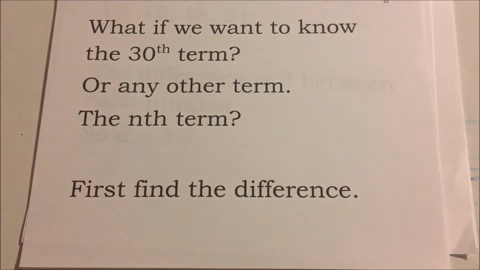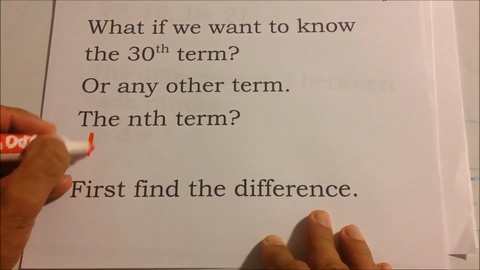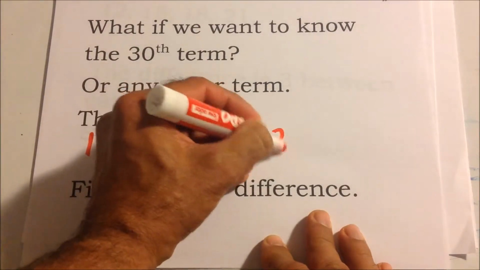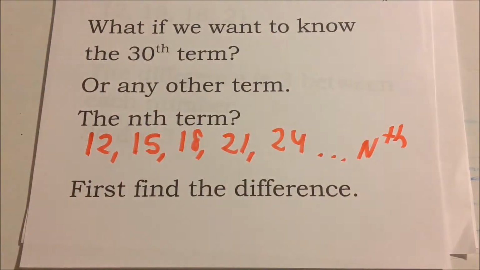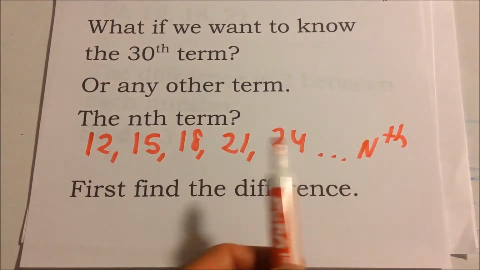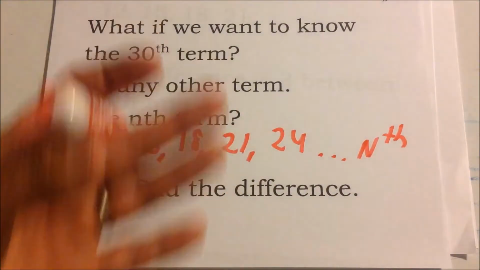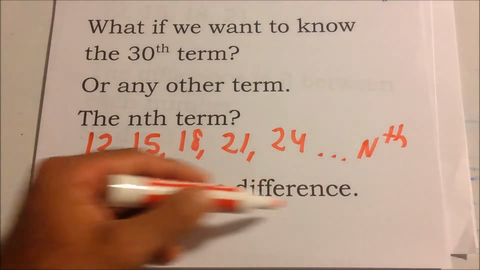So what if we wanted to know the 30th term, or any other term? Any other term is the nth term. In our pattern here, we started with 12, and we had 15, 18, 21, 24, and so on. The nth term is some number down the road. Until we define it, we don't know what it is, but we know that the pattern will keep going to the nth term. Of course, it's infinite. So the first thing you want to do if you want to find the 30th term is find the difference in the pattern.